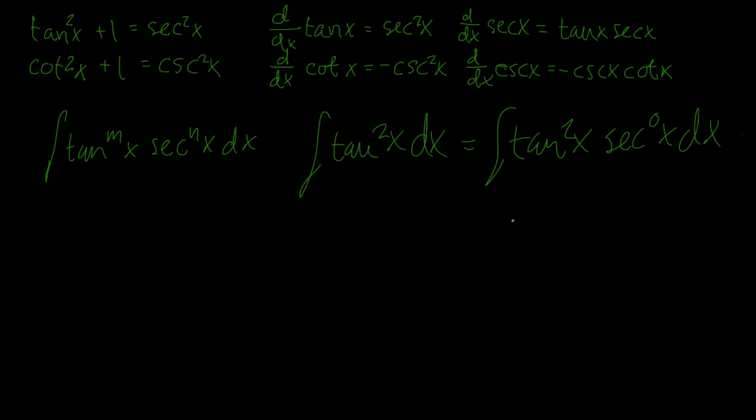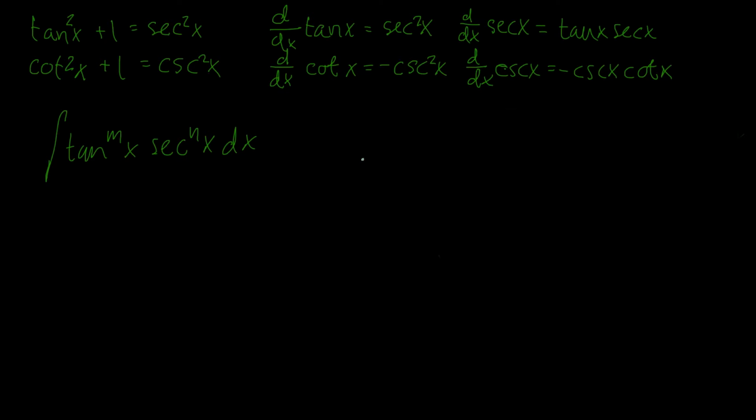This means that in order for the even number rule to work, I guess you could assume that that n has to be some power greater than 2 that is even, so that you can break off a secant squared, or at least equal to 2. All this means is that you're going to have to work harder to find an integral when your rules of thumb don't work, and you may have to use different techniques.